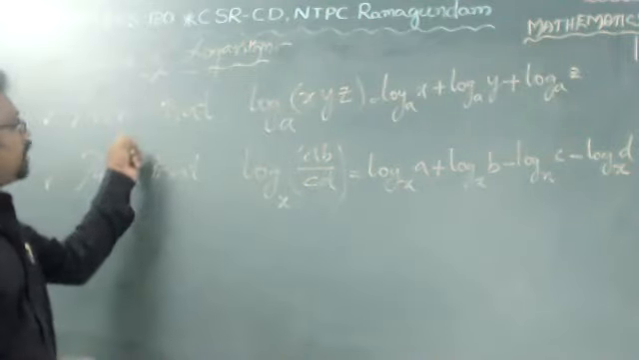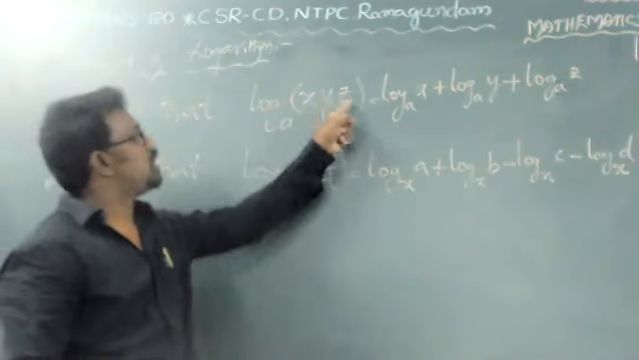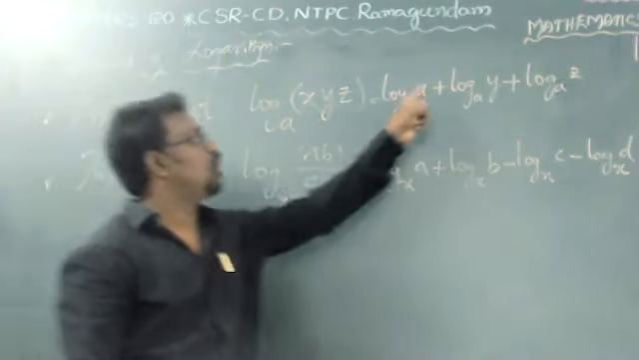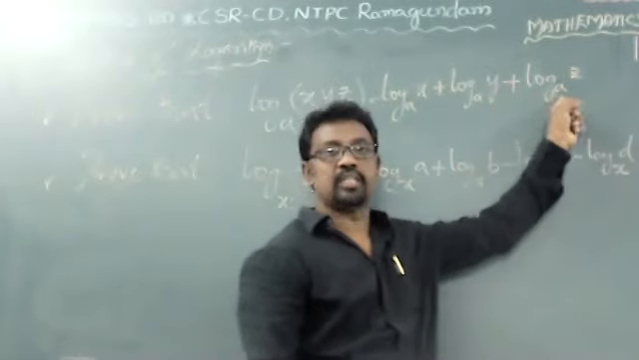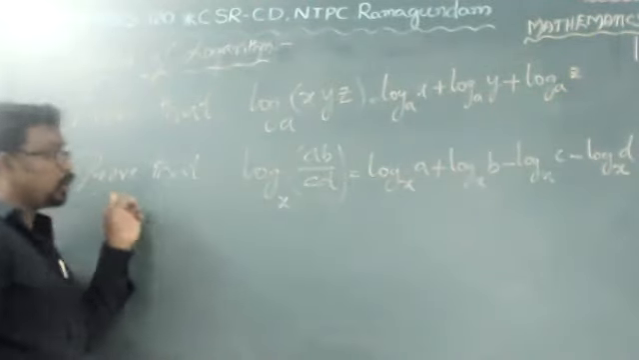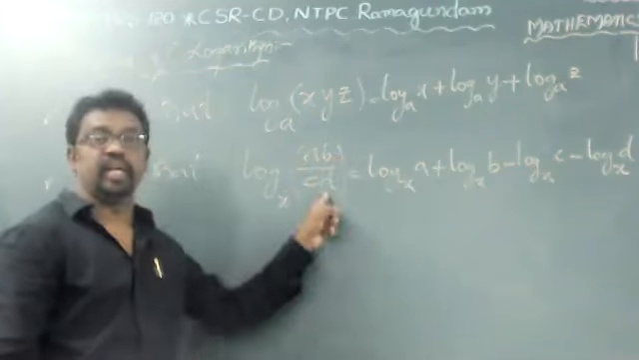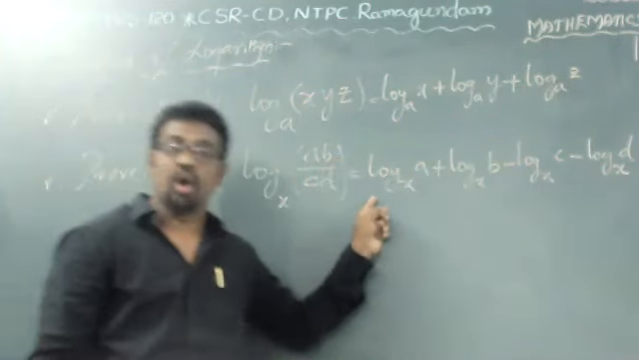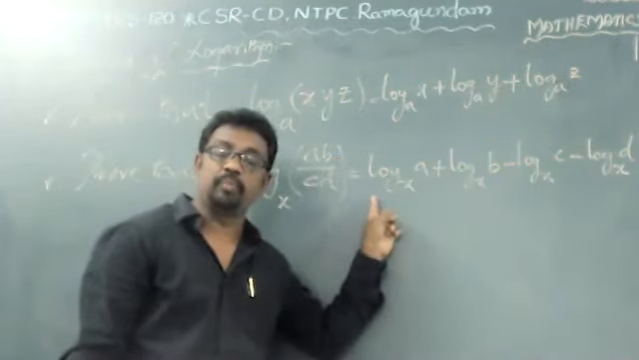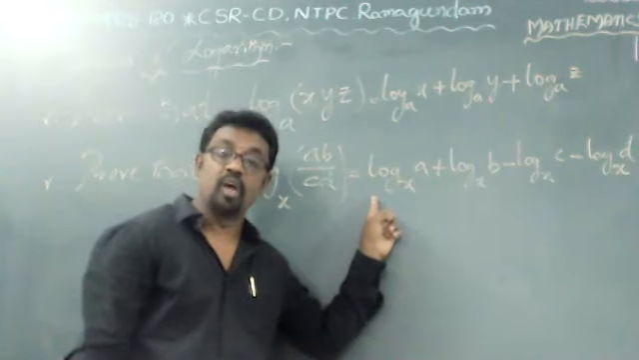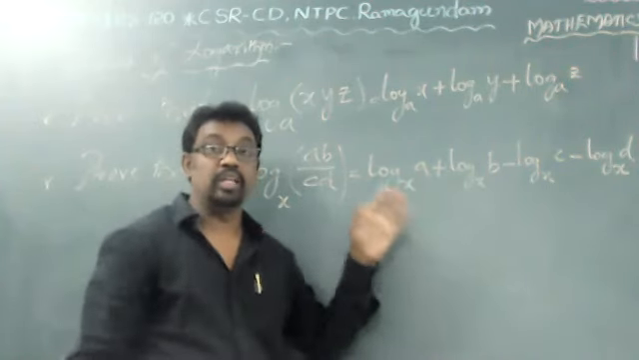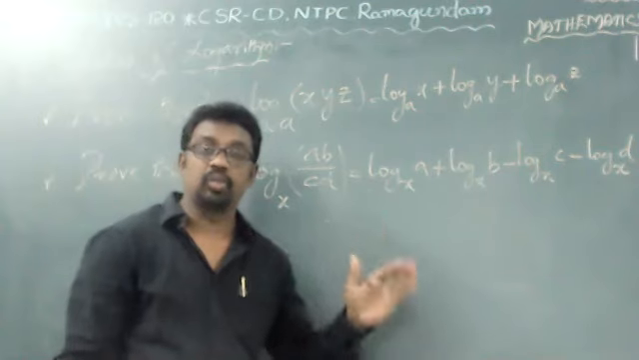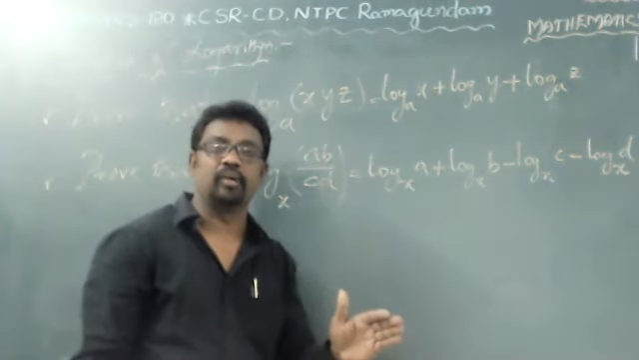Once again, I am repeating. Prove that log xyz to the base a is equal to log x to the base a plus log y to the base a plus log z to the base a. Second one, prove that log AB by CD to the base x is equal to log A to the base x plus log B to the base x minus log C to the base x minus log D to the base x. I hope you will do these two problems and upload the solution to my particular number.